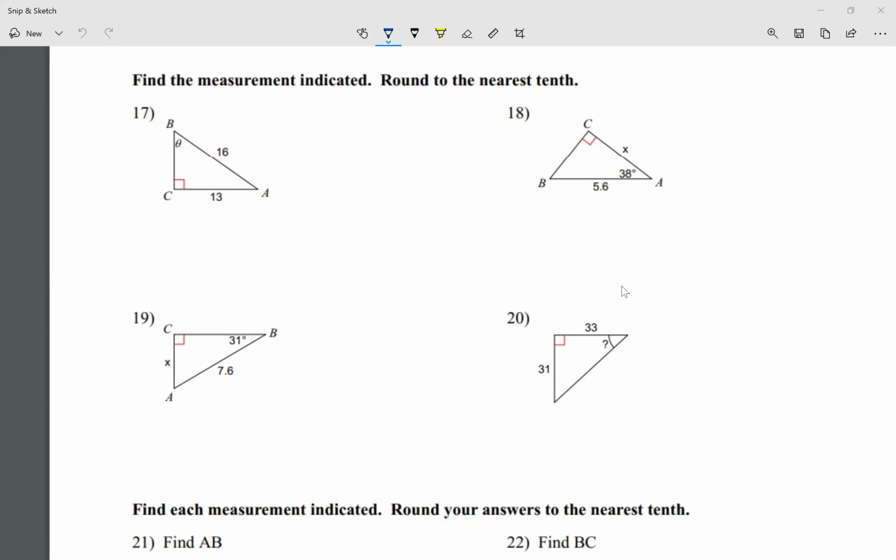Let's do a mix, right? We learned on Monday how to solve for a side. Yesterday, we learned how to solve for an angle. Why don't we do a mix? Now, in this case, I'm going to ask you guys to round it to the nearest 10th. So whether it is an angle or a side, we're going to round it to the nearest 10th. Okay? So let's take a look at number 17.